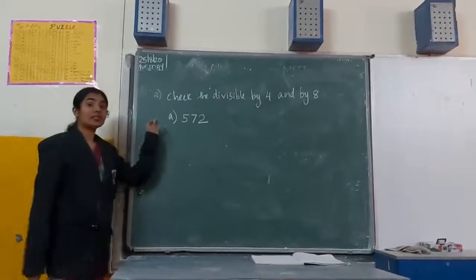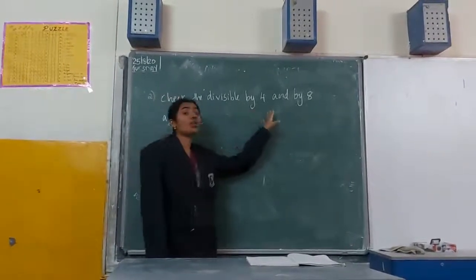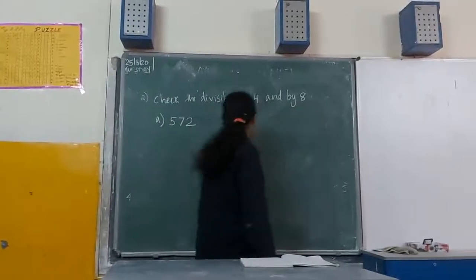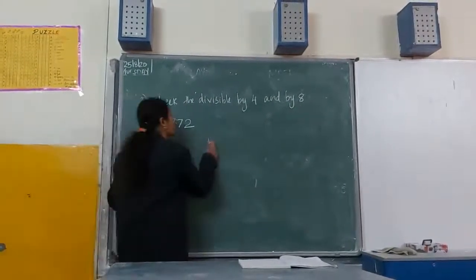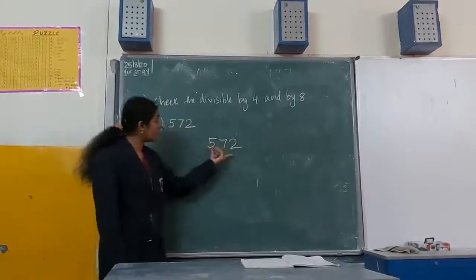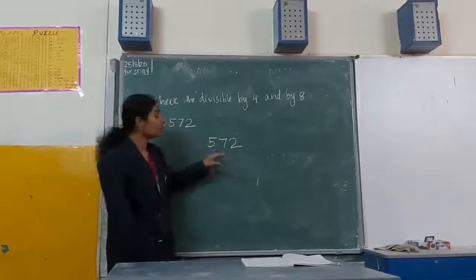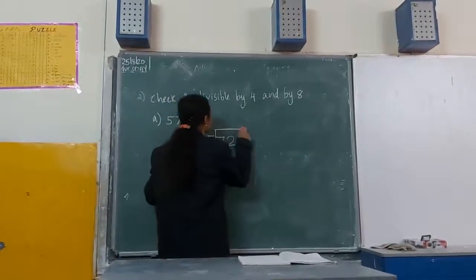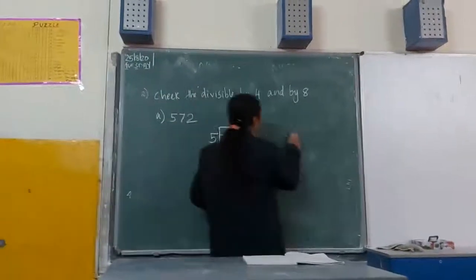Now we see they will give some numbers. You want to check its divisibility by 4 and by 8. Which is the first number they have given? 572. First, you want to check its divisibility by 4. How to check the divisibility by 4? By seeing the last two digits of this number, which is that 72.